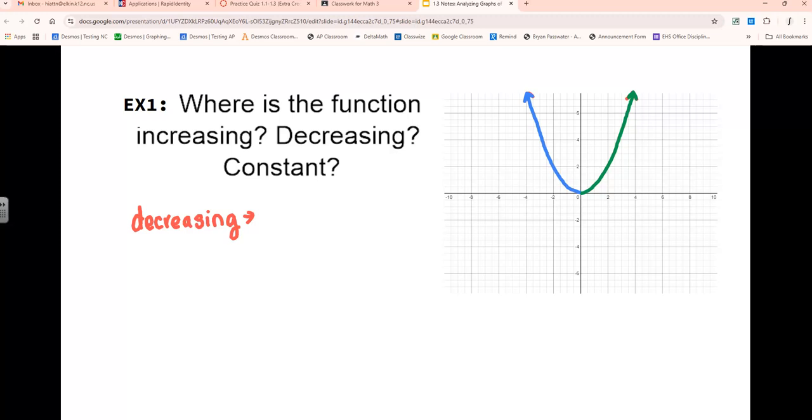So for decreasing, it's going to be negative infinity to where do we stop decreasing at? 0. And we're looking at the 0 on the x-axis for this particular problem. It's also the 0 on the y-axis, but that's not always the case. We're looking at the x-axis for that. And we want to use a bracket for that. It seems a little odd to use a bracket there.